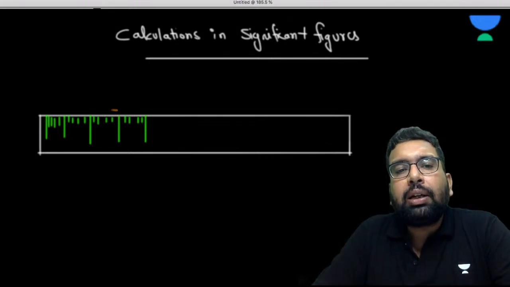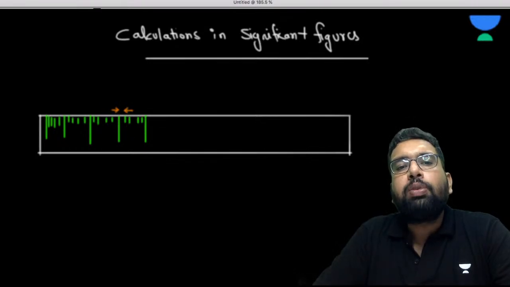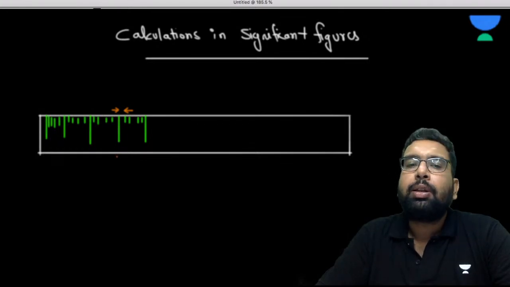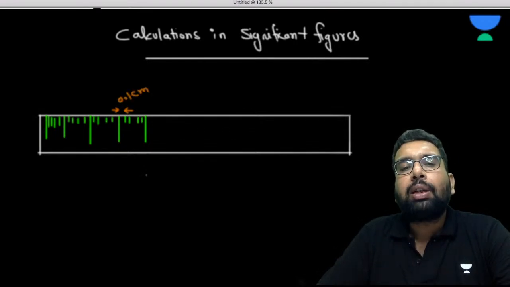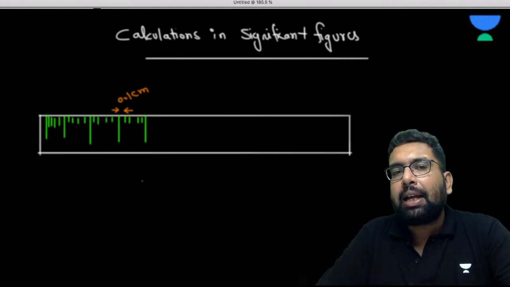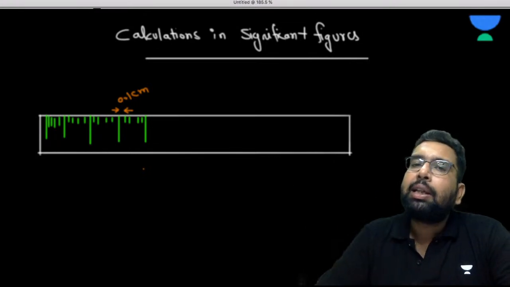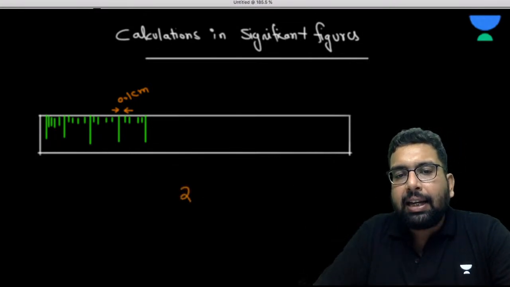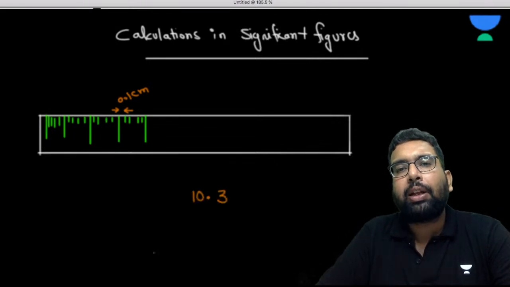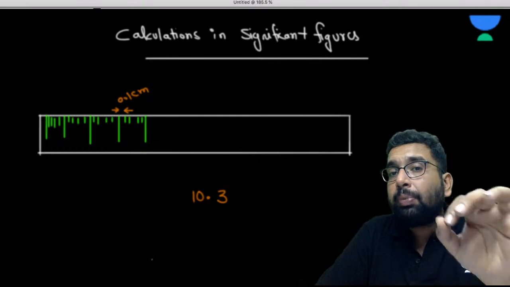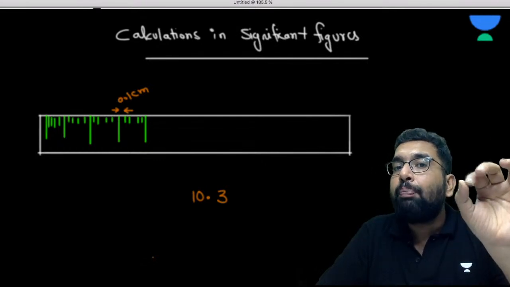You would say, sir, this is the minimum length of the object which we can measure with 100% surety, because this is 1 mm or 0.1 centimeter, right? Okay. Now please understand this. I measured this pen from my scale, and let's suppose the pen is 10.3.